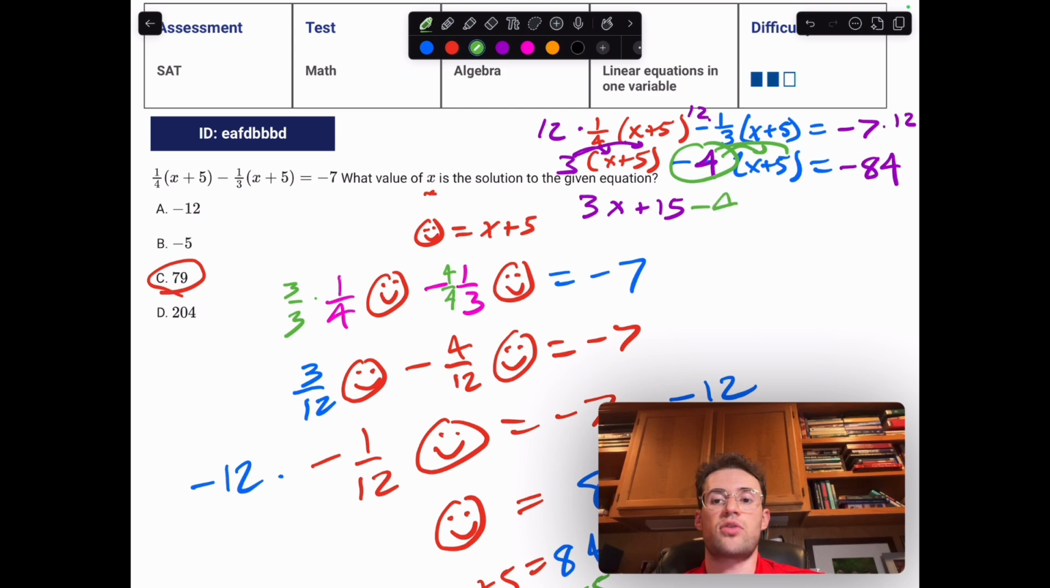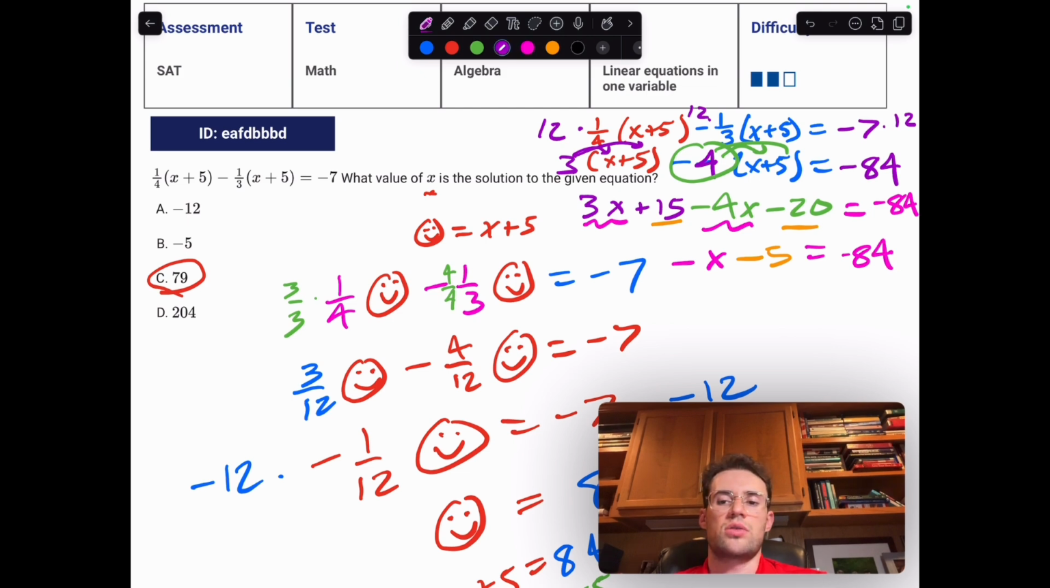-4 times x is -4x. And again, the negative is getting distributed to this plus 5 as well. It's because we're subtracting this whole thing. So -4x minus 4 times 5 is 20. Equals -84. Don't forget the negative sign. Now we combine our like terms, so 3x and -4x. If you have 3 of something and then you lose 4 of something, then you have -1 of them. So that's -x. Let me do that maybe in pink so it doesn't get as confusing. So -x, and then we'll do the constants 15 and -20. 15 minus 20 is -5. So -x minus 5 equals -84.